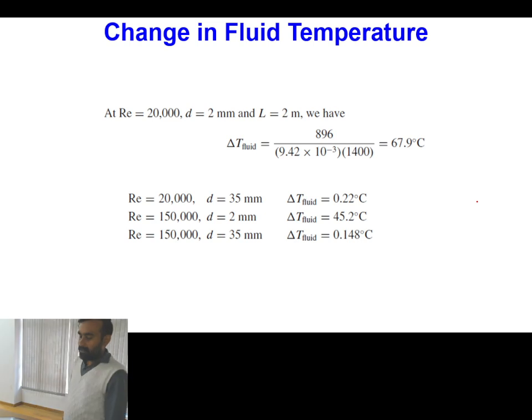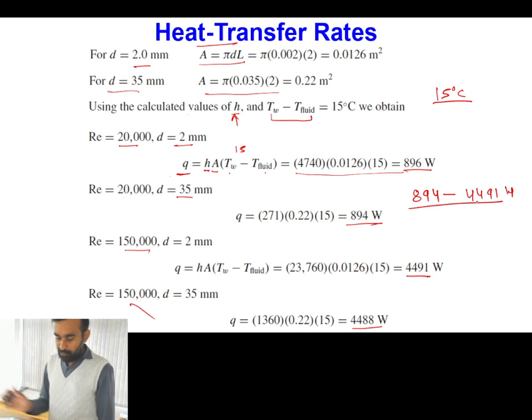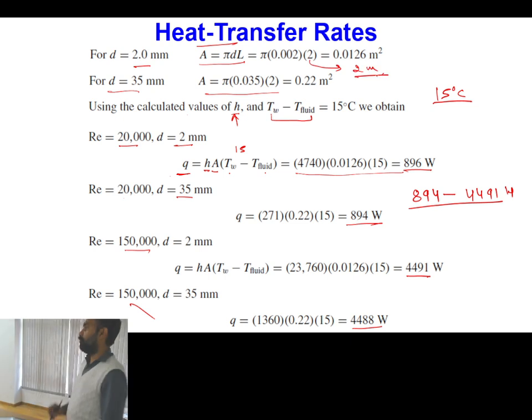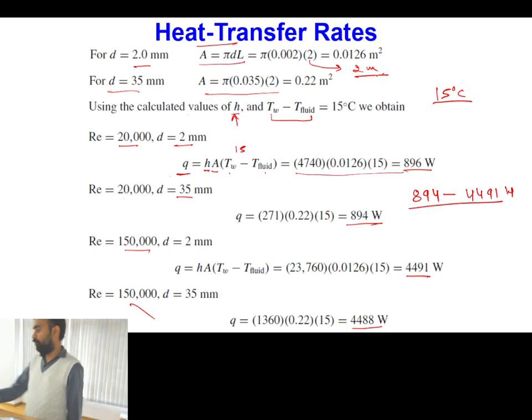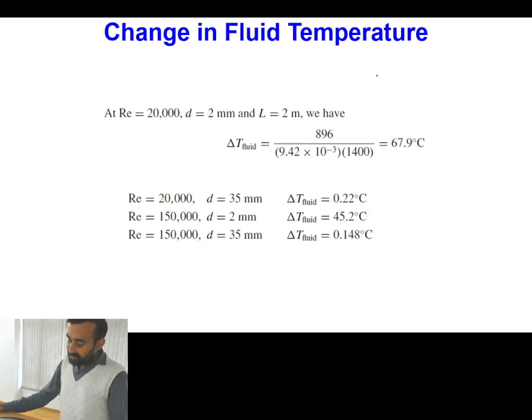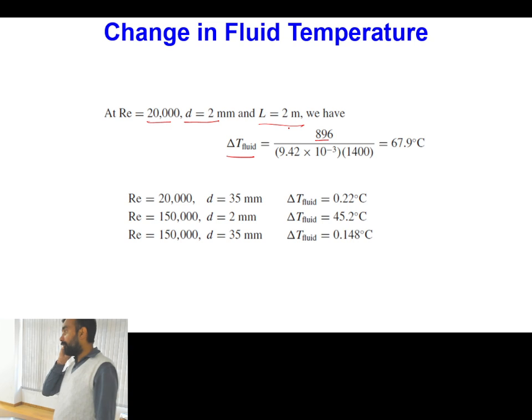Now, what is the next parameter? The next parameter is length. Here it is assumed that the length of the tube is 2 meters, the straight length of the tube. Now, to see how much the change in the fluid temperature will be, delta T fluid is calculated for a Reynolds number of 20,000, a tube diameter of 2 mm and a length of 2 meters.